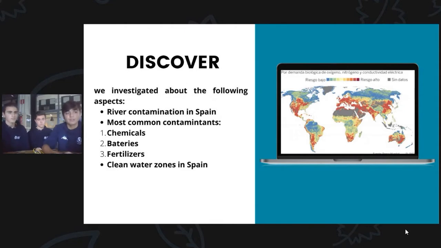We have found that the continent with the dirtiest water is Africa. We found that the most contaminating points in Africa are chemicals and bacteria, and nitrate from fertilizers and animal manure, which leach into groundwater and contaminate wells, causing blood disorders and miscarriages.